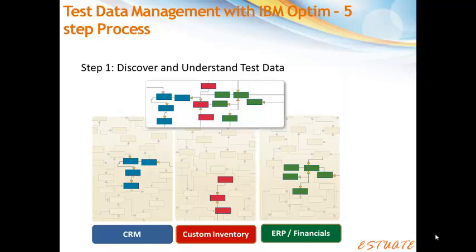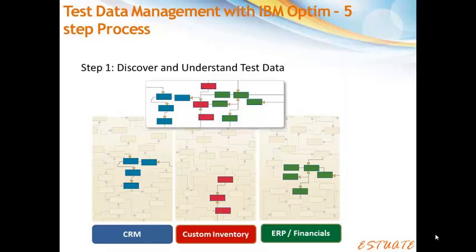With IBM Optim, companies could remedy their application delivery problem with a simple 5-step process that can be utilized across any industry. As for the first step, the company must understand what test data is needed for their test cases, including finding sensitive data that should be de-identified when creating the test environments.